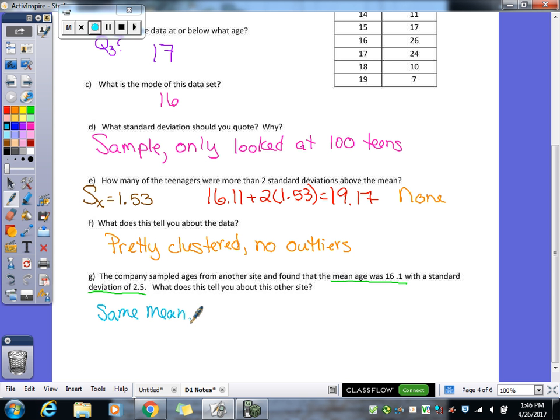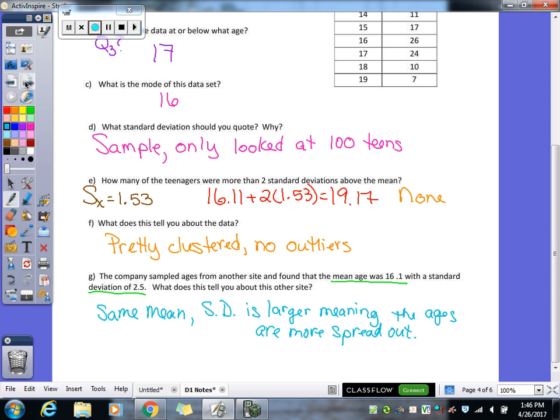The standard deviation, however, was 2.5 compared to 1.53. Standard deviation is larger, meaning the ages are more spread out. Your standard deviation is larger. That means you're more spread out with your data. So in this situation, the ages are more spread out apart than the other one.